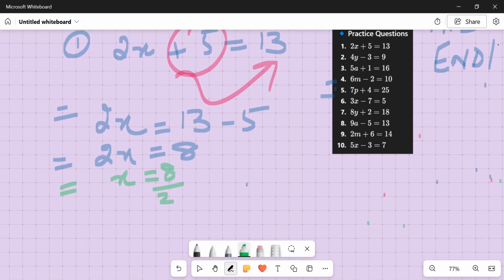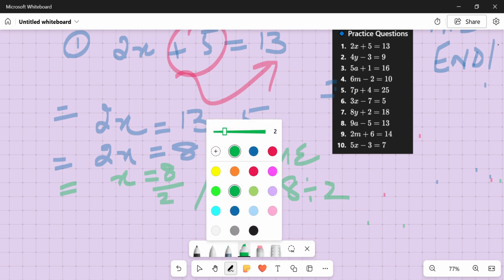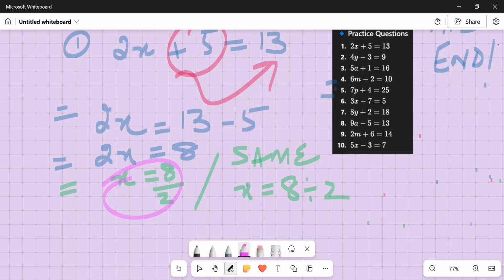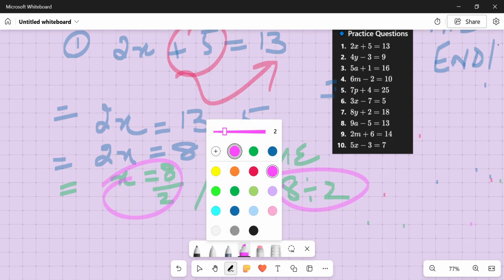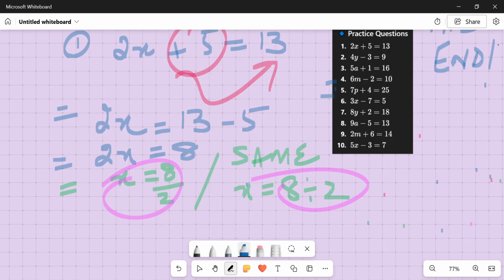So 8 divided by 2, or you can write it like this as well: x equals 8 over 2. Both have the same meaning. This one is in fraction form, and this one just uses a symbol. Now what is the answer? x equals 4, because when we divide 8 by 2 it gives you 4. This is the answer, example 1.